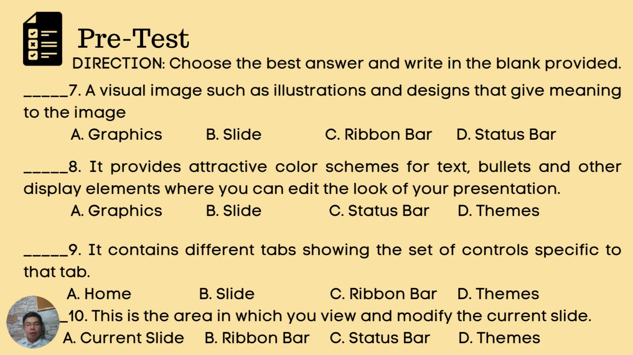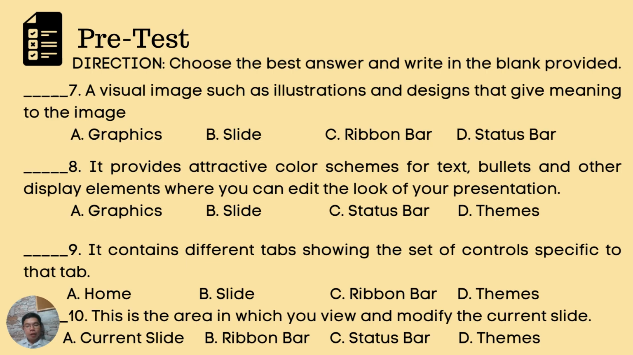7. A visual image such as illustration and designs that give meaning to the image. A. Graphics. B. Slide. C. Ribbon bar. D. Status bar. 8. It provides attractive color schemes for text, bullets, and other display elements where you can edit the look of your presentation. A. Graphics. B. Slide. C. Status bar. D. Themes.